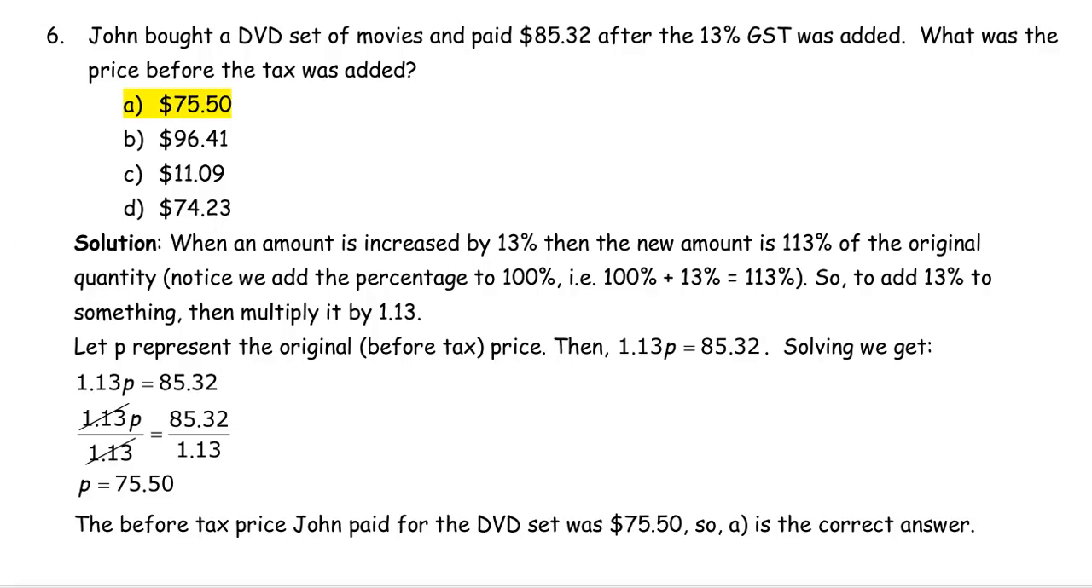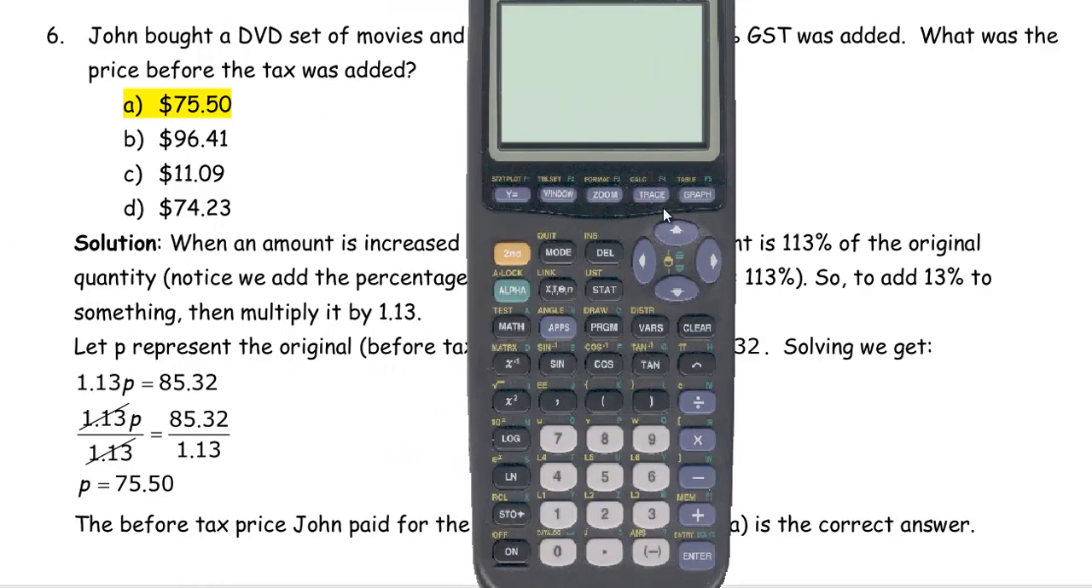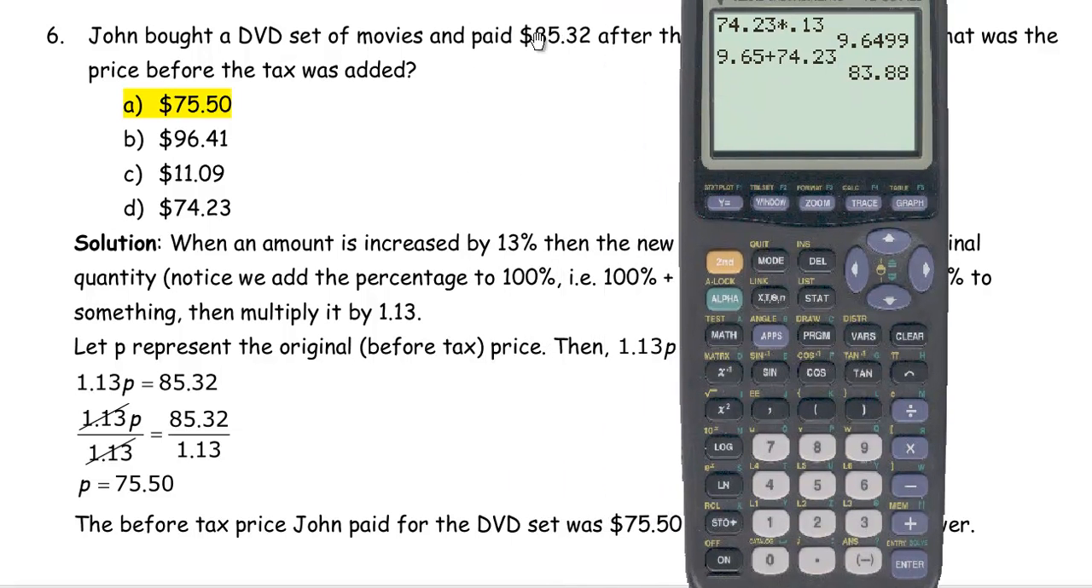So if I wanted to check and see if that was correct, I could go $74.23 and find the tax amount. So the tax would be $9.65. So if we take $9.65 and add it to the $74.23, we don't quite get the right price. Remember, we're told he pays $85.32, but this is $83.88, so it's a little under $2 too low. See, this one is the correct one.